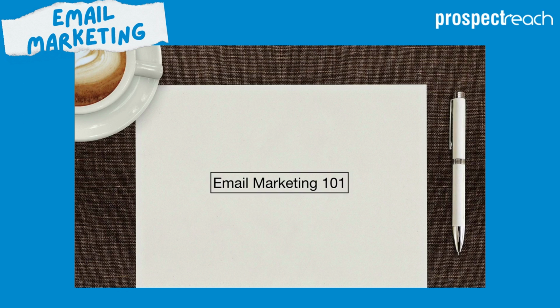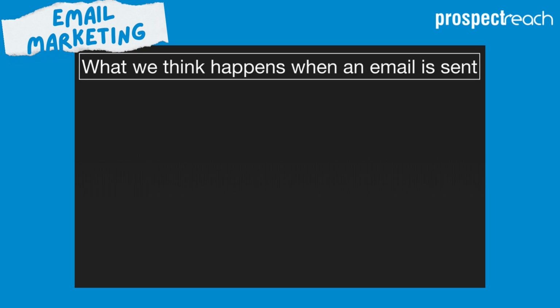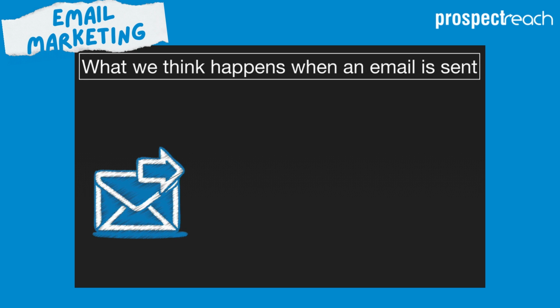So let's get into email marketing 101. Here's what most people think happens when an email is sent. When you press send on an email provider, wherever you're sending emails from, people think that once you do that, it automatically reaches the inbox. In a perfect world scenario, that is how it works, but we all know we don't live in a perfect world. So how does email marketing actually work?